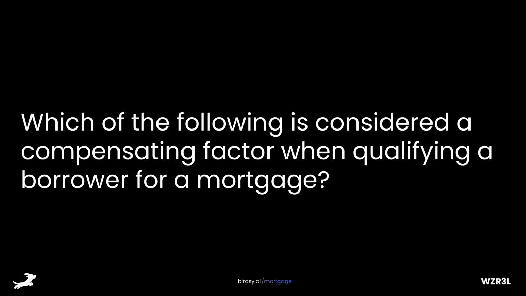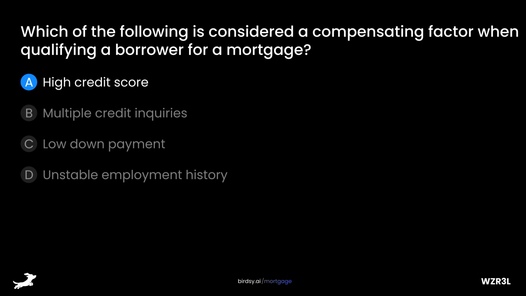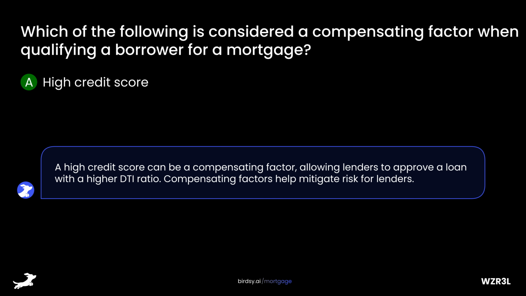Which of the following is considered a compensating factor when qualifying a borrower for a mortgage? Is it A. High credit score, B. Multiple credit inquiries, C. Low down payment, or D. Unstable employment history? The answer is A. High credit score. A high credit score can be a compensating factor, allowing lenders to approve a loan with a higher DTI ratio. Compensating factors help mitigate risk for lenders.